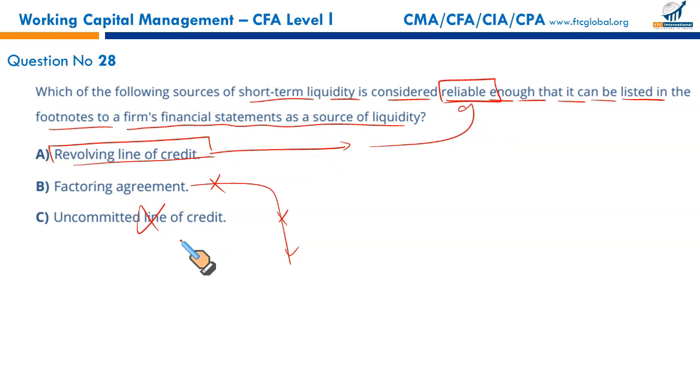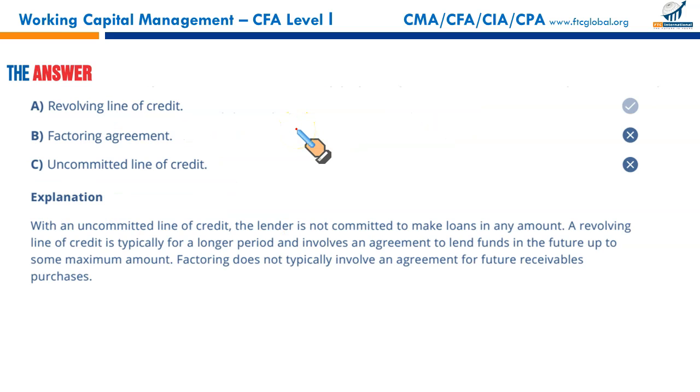Uncommitted line of credit, no. Uncommitted means the banker can refuse to lend money anymore because maybe the company's conditions have deteriorated. So the only source of finance that is reliable and can be reported in the footnotes of the financial statements is this dependable one, A, revolving line of credit.